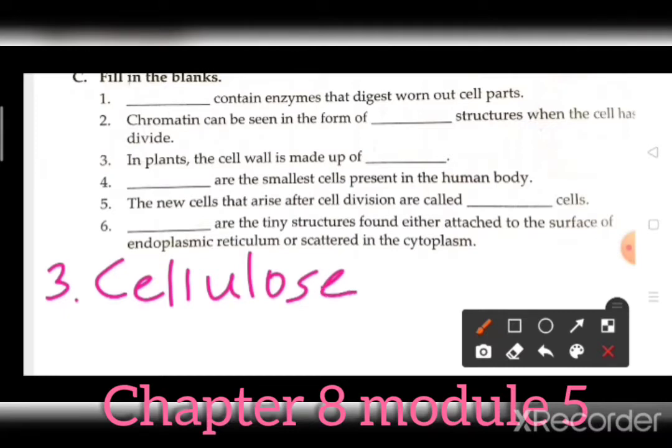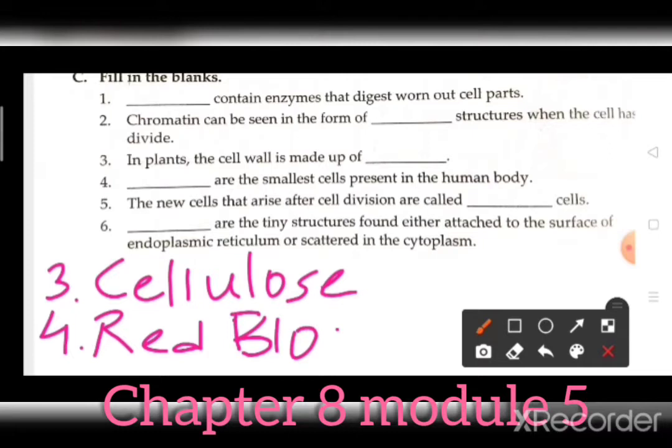Next is fourth one, dash are the smallest cells present in the human body. So it will be red blood cells, also known as RBC. Next one is the new cells that arise after cell division are called daughter cells.